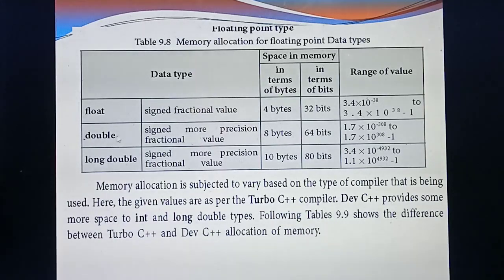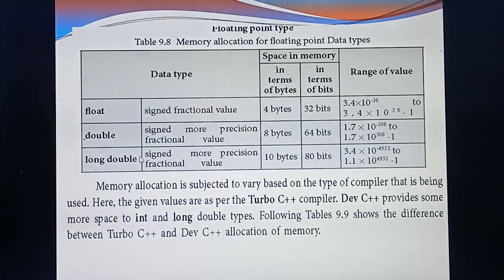Okay, next one is double. Double means signed, more precise fractional value. That means the numbers after the point, that is a double, isn't it? After the point, more precise fractional values will be there. That is signed. For example, see 1.7 times 10 to the power minus 308. After the point, this much of values will be there. That is the signed numbers you should give.